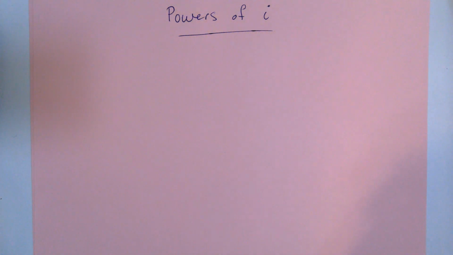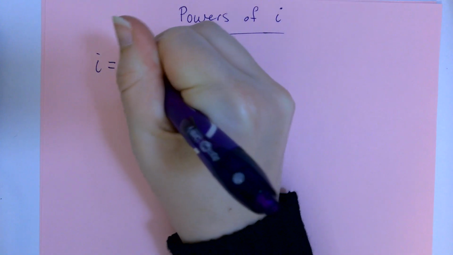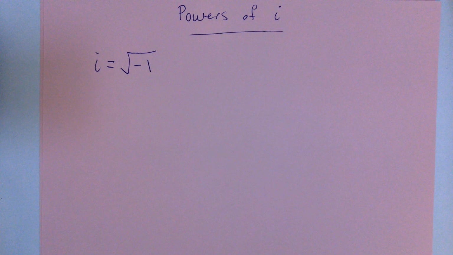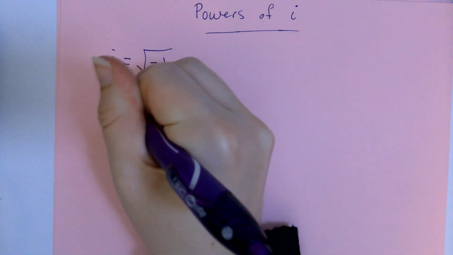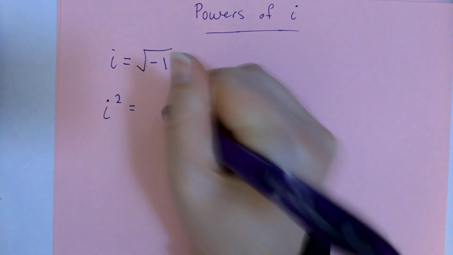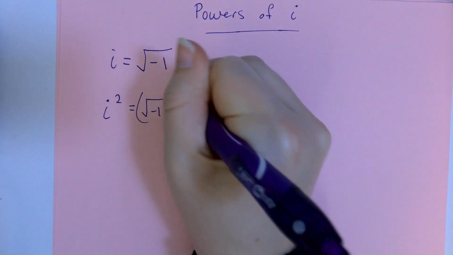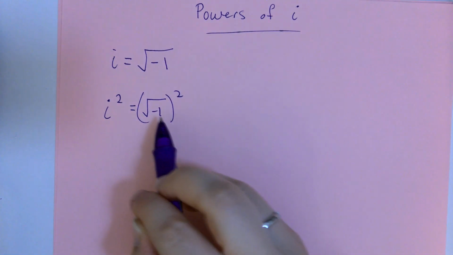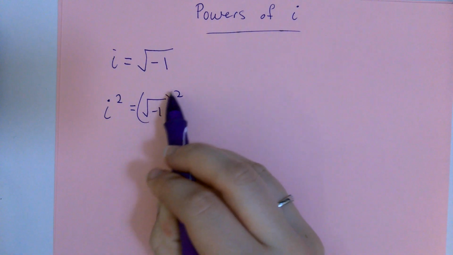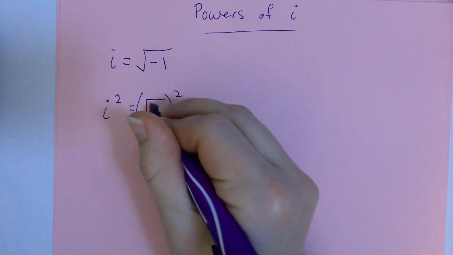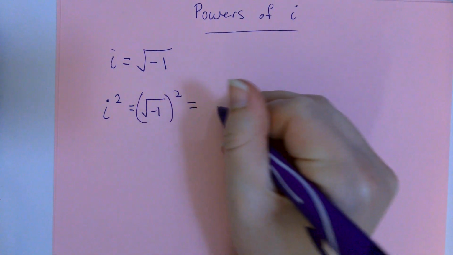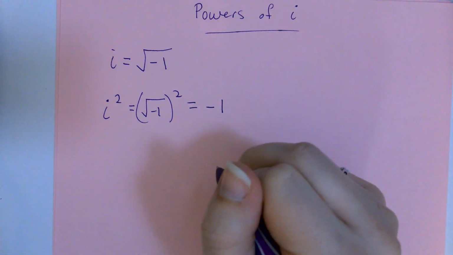In this video, I'm going to talk about powers of i. So we know that i is just our symbol for the square root of -1. So what happens if we take i squared, for example? Well, that's the square root of -1 squared. And what do we know about when you take the square root of something and then you square it? Those two things cancel out, so it's just -1.